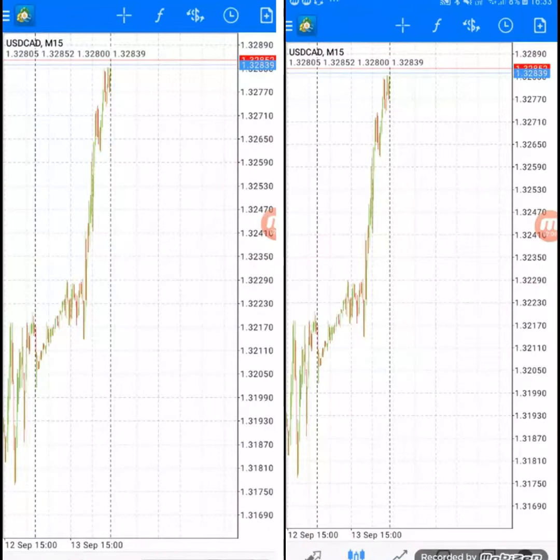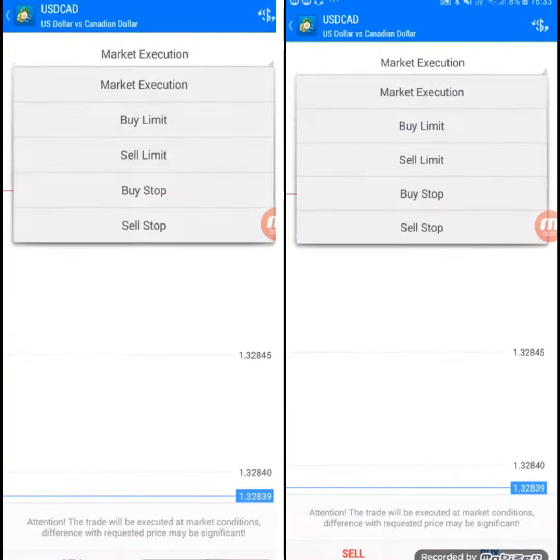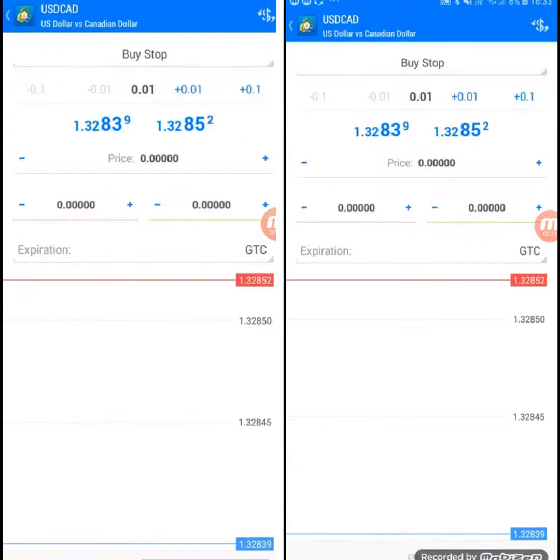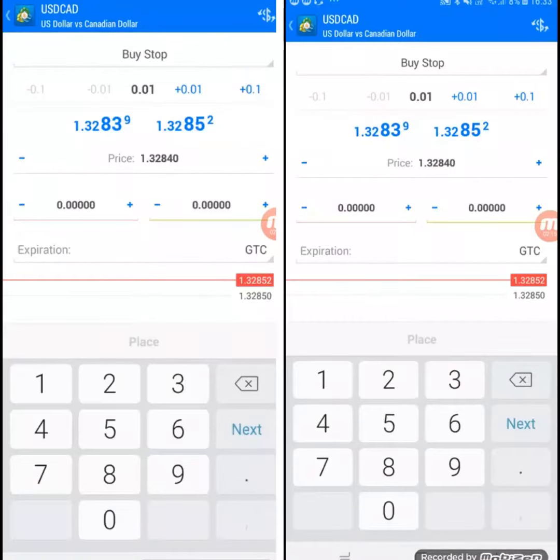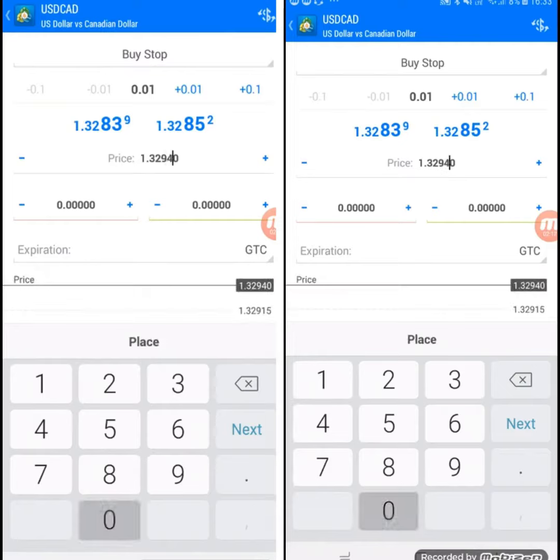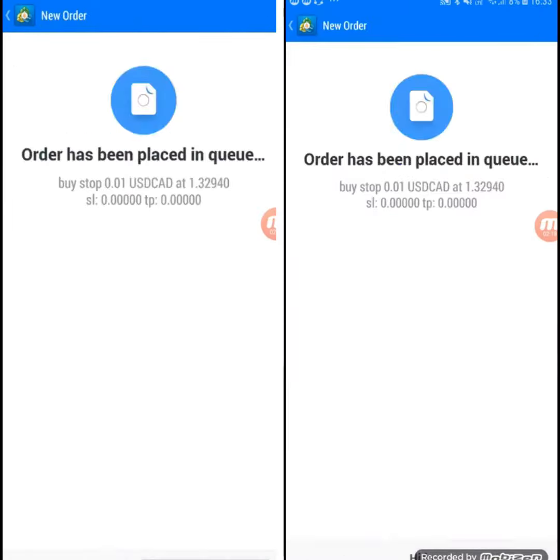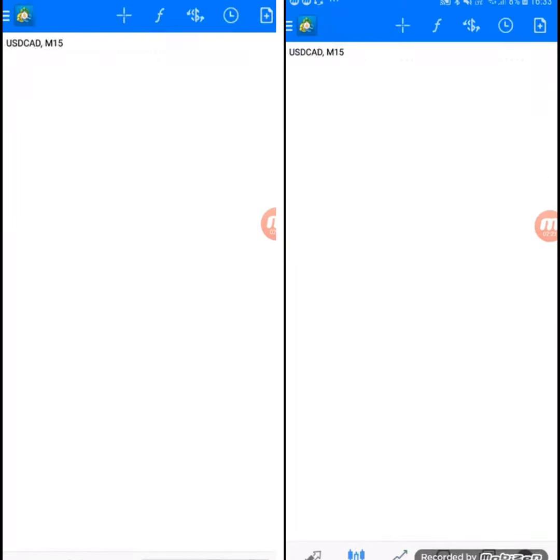Afterwards you sell. From there you put what? You put yourself a buy stop. Then you come to buy stop and you put 940 and you place it. Okay, then everything will be okay.